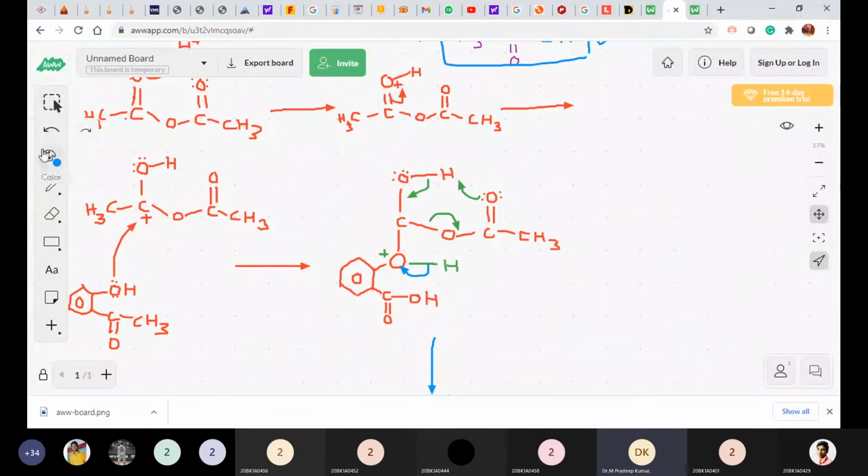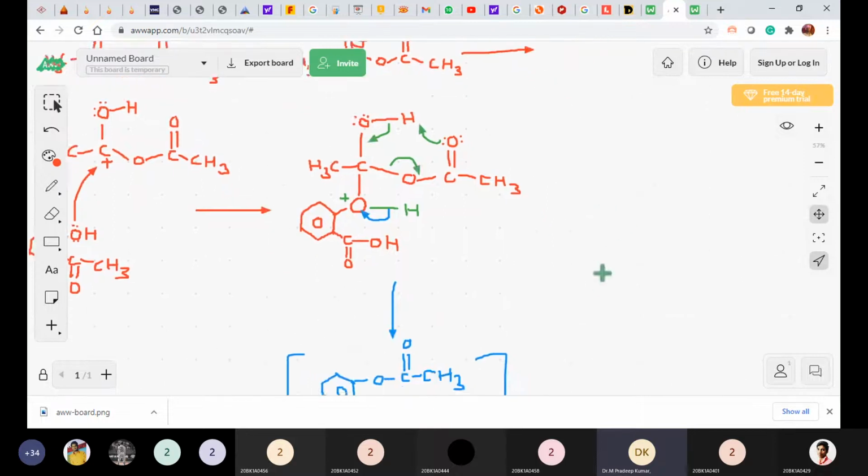Just wait, one molecule I have not drawn. Let me draw this molecule here. Here one molecule is there, this one. It is this oxygen attacked here. I have not drawn this one, so let me draw it here. Okay, now it is complete. Now did you understand this?